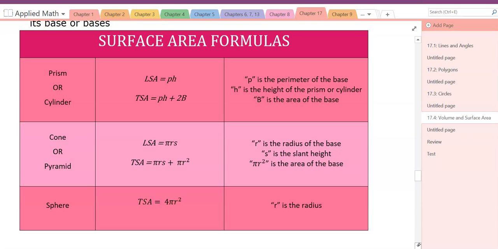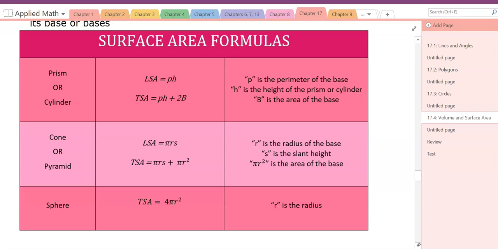So again, prisms and cylinders, just like with volume, are going to share the same formula for surface area. Same with cones and pyramids, and then spheres have their own. Now, spheres also don't have lateral surface area. They only have total surface area, because spheres don't have sides like rectangles. It's just one continuously curved surface.